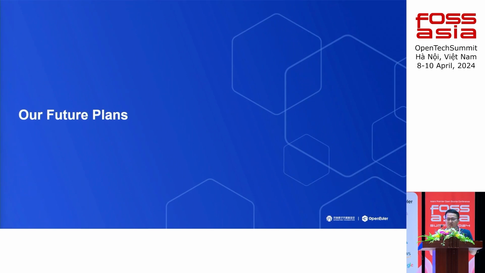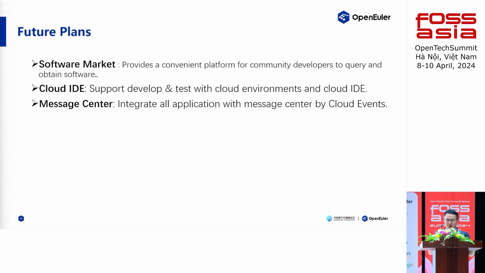Okay, in this part we're going to talk about our future plans. The first one is software marketing. We will make efforts to provide a convenient platform for community developers to query and obtain software. The second one is the Cloud IDE. We will support developer and test processes with Cloud IDE. The third one is Message Center. We will integrate all applications with Message Center by Cloud Event.